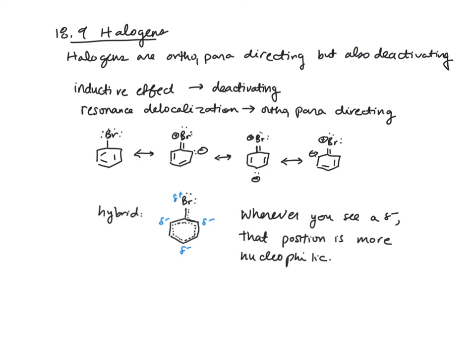When we draw resonance structures of the bromobenzene ring, then we see that we get partial negative charges at the ortho and para positions. So those are the nucleophilic positions of bromobenzene. However, the bromine or chlorine or iodine is pulling electron density away from that ring, deactivating it. So we want to remember that it's ortho-para directing, but also deactivating.